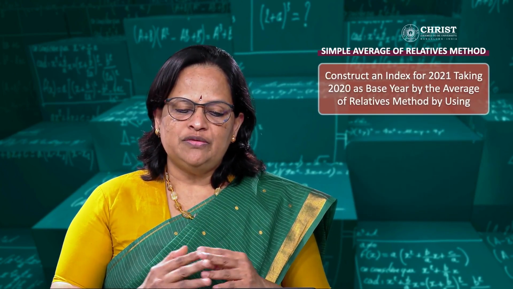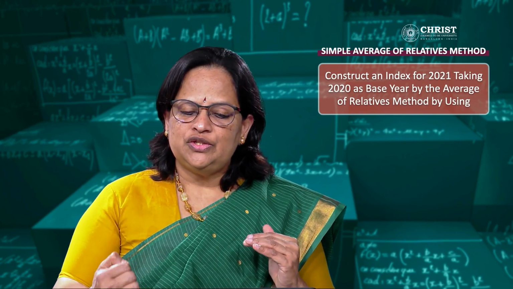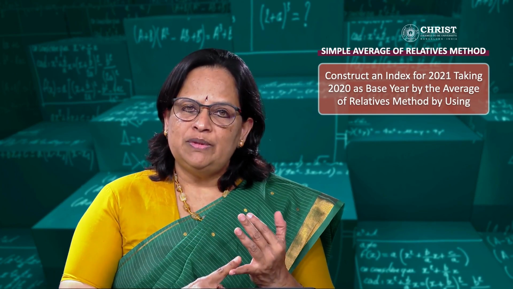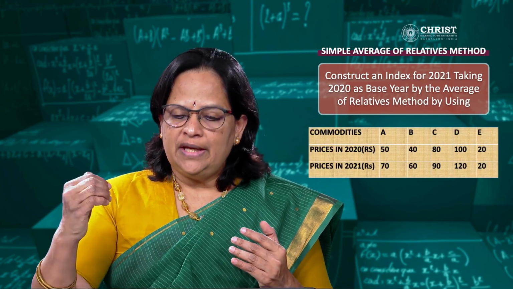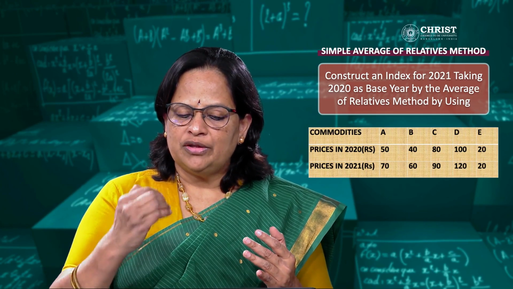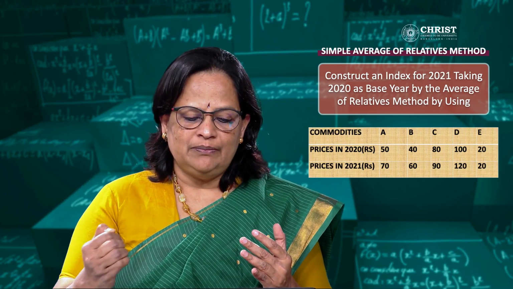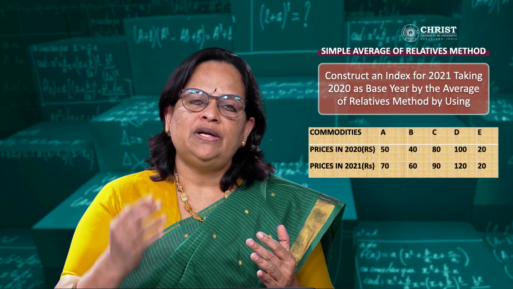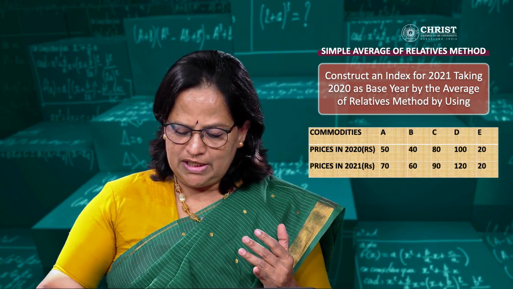Now the first problem. From the following data, construct an index for 2021 taking 2020 as the base year, by the average of relatives method, using arithmetic mean and geometric mean. The commodities are A, B, C, D and E. Prices in 2020, that is the base year or P0, are 50, 40, 80, 100 and 20. Prices in 2021, that is P1, are 70, 60, 90, 120 and 20.